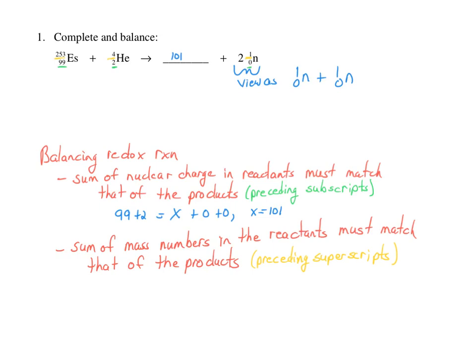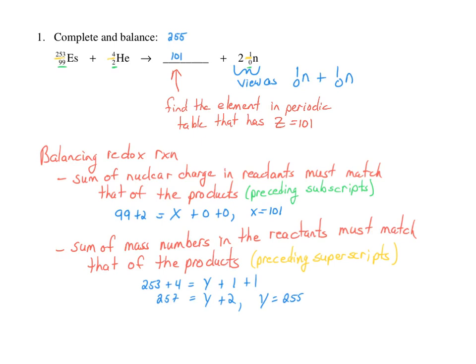And now the second rule, the mass numbers. So 253 plus 4 has to equal some number plus 1 plus 1. So we have 257 is going to equal some number plus 2. So we know that unknown number has to be 255. So our preceding superscript is 255.